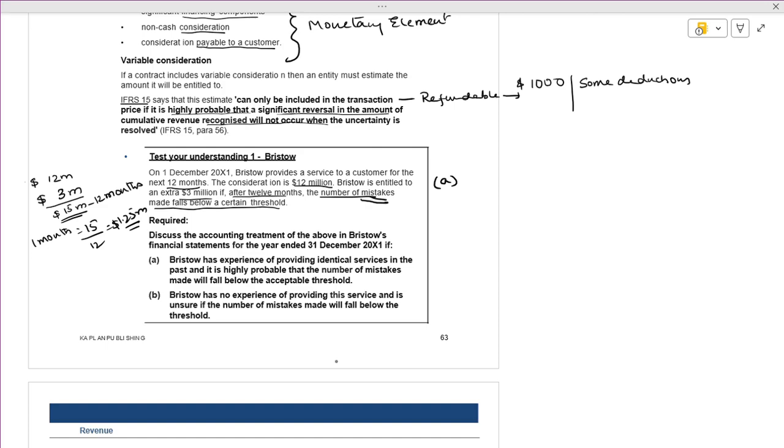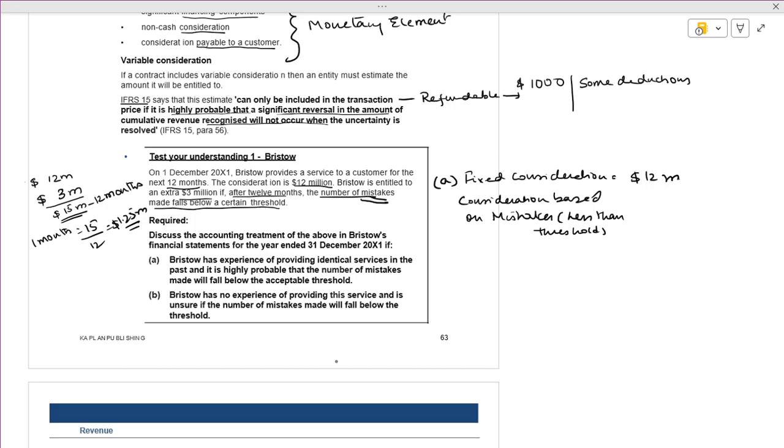There is a fixed consideration. How much is the fixed consideration? Fixed consideration is 12 million. And there is a variable consideration, the extra consideration based on the mistakes. If there are mistakes less than the threshold limit, how much is there? 3 million. It is going to be 3 million.